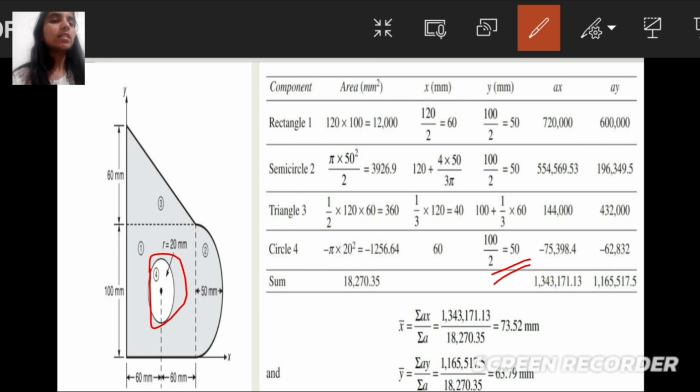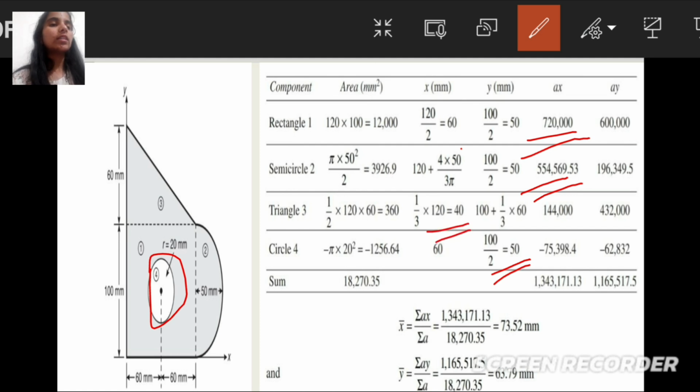For finding this, we need to multiply area into the centroidal distance of x-axis. In the first component, rectangle, we need to multiply area into centroidal distance of x-axis, that will be 12,000 into 60, we get 720,000. Now in the semicircle we multiply area into centroidal distance of x-axis. We'll get 554,569.53.